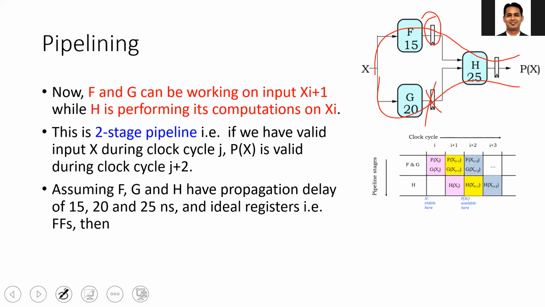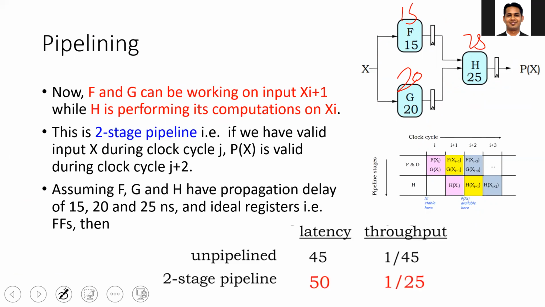Assuming that the total delay of F is say 15 nanosecond, then this one is 20 nanosecond and this is the 25 nanosecond. In that case, you can see that for the unpipelined version, the total delay is the maximum of this one, which is 20 plus 25, that is the 45. The total delay is 45 and throughput is 1 by 45. In case of the two-stage pipelining, here you need to take the maximum of them, which is 20.